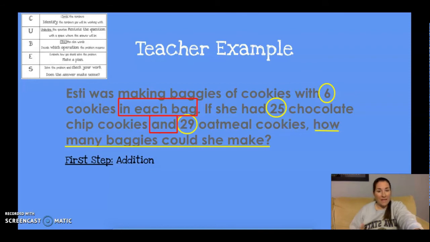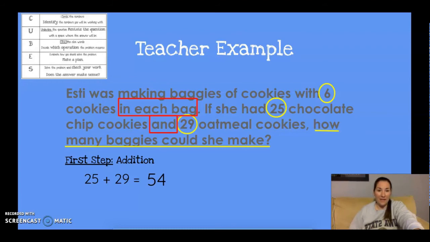So this one can be kind of tricky, and that's why I wanted to model this one, because I'm going to go a little bit out of order with my first step, and I'm going to add. Because if I'm figuring out how many baggies she could make with 6 cookies in each bag, first, in order to figure that out, I'm going to have to figure out how many cookies she has all together. So I'm going to need to add first, and then in each bag, if I'm separating them out, I'm probably going to divide. So I have 25 chocolate chip cookies and 29 oatmeal cookies. So I'm going to add those two together. 25 plus 29 is 54.